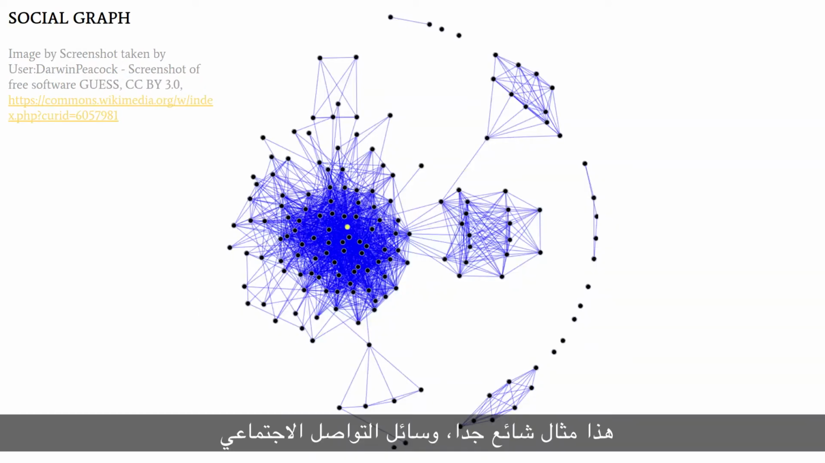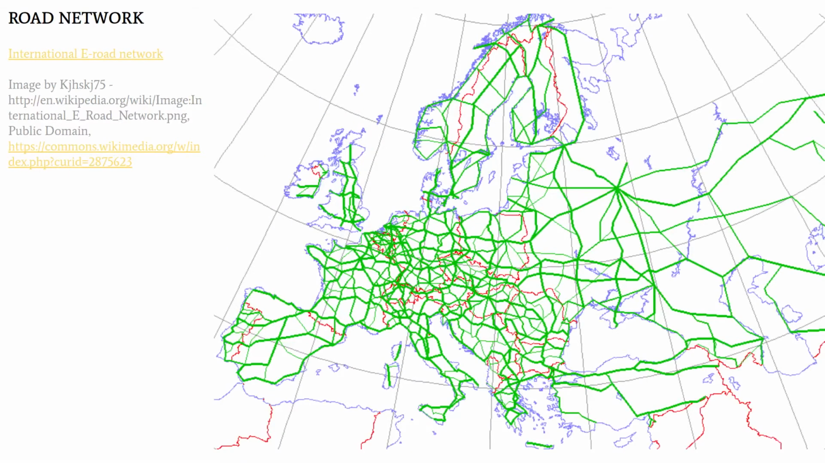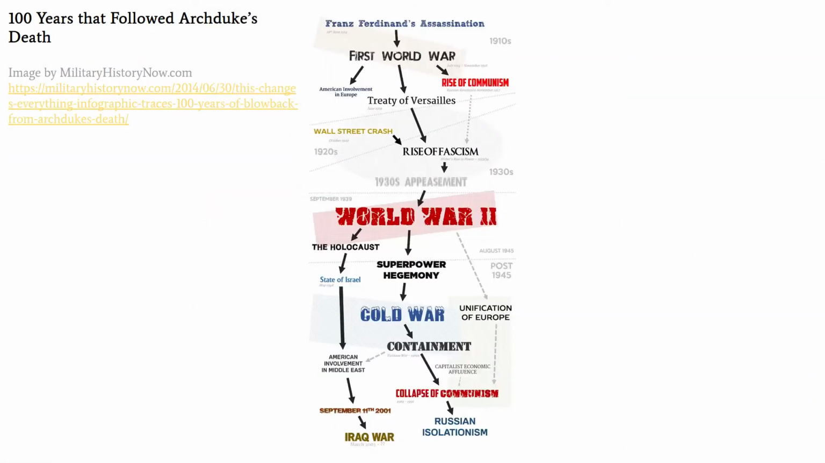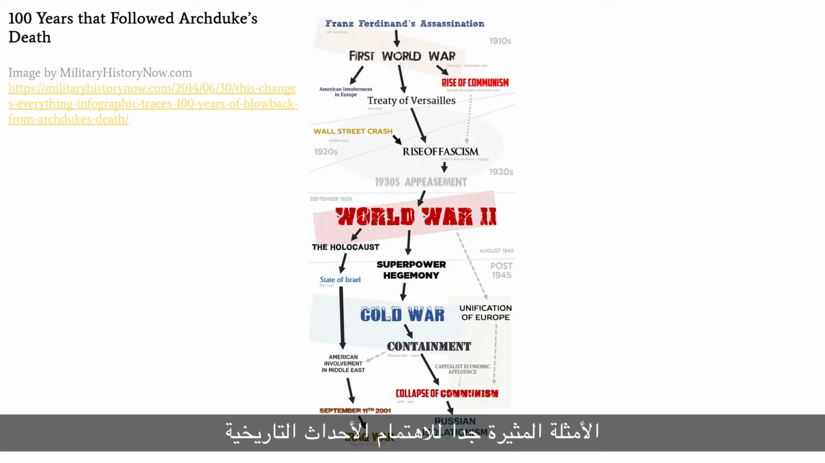This is a very popular one. Social media. Our friends, how we're connected to them and to people we know. The street network is also an example of linked data. We traverse a big network of linked data when we move from one point to another on a map. A very interesting one is historical events and how they are interrelated and how one event leads to another, to another, to another.